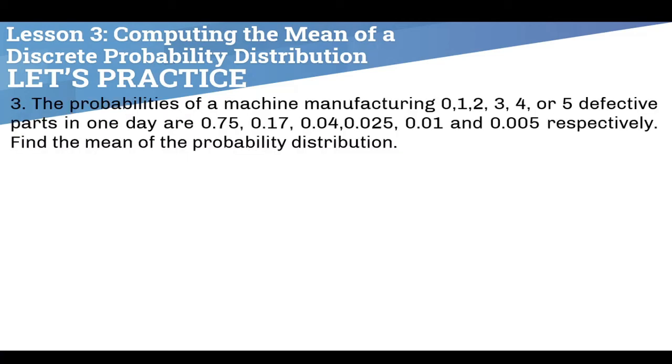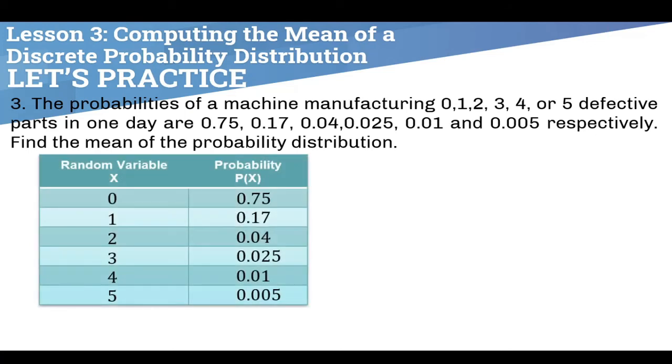Probabilities of a machine manufacturing 0, 1, 2, 3, 4, or 5 defective parts in one day are 0.75, 0.17, 0.04, 0.025, 0.01, and 0.005 respectively. Find the mean of the probability distribution. So again, paano natin kukuhanin yung mean? Step 1, gagawin natin yung probability distribution.